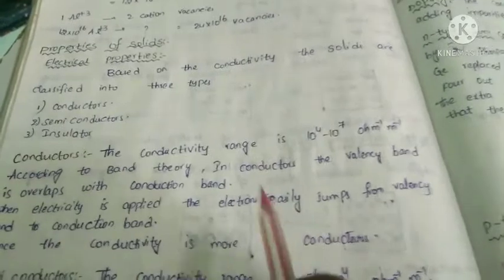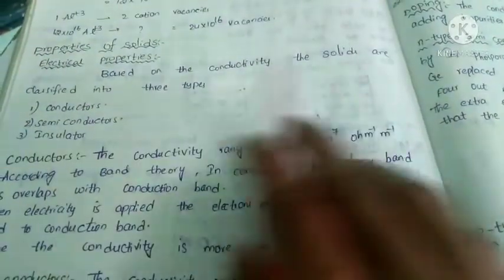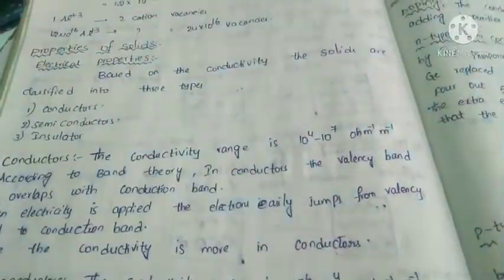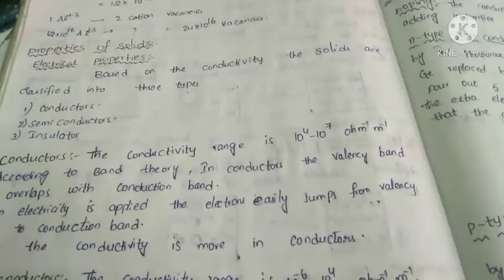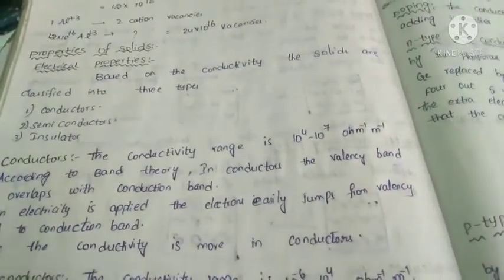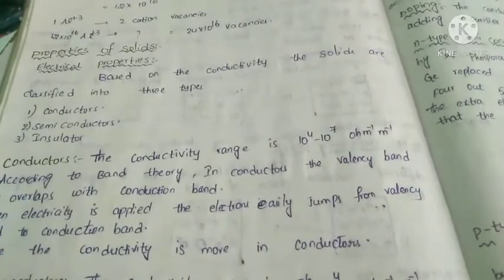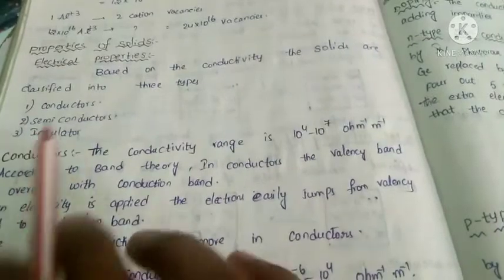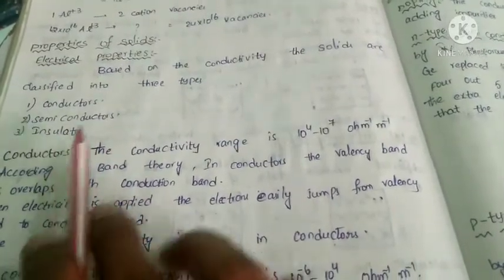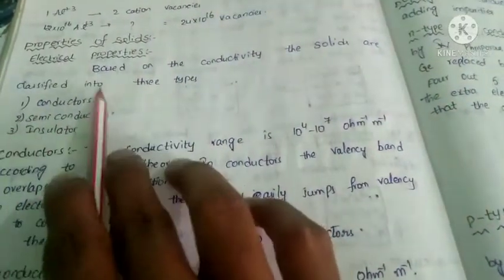Electrical properties. Based on conductivity, the solids are classified into three types. What is a conductor? If any substance is able to produce electricity when we pass electricity through that substance, it is considered a conductor. We know that very well. Based on conductivity, these solids are classified into three types. They are conductors, semiconductors and insulators. If we discuss these three, then this topic will be finished.